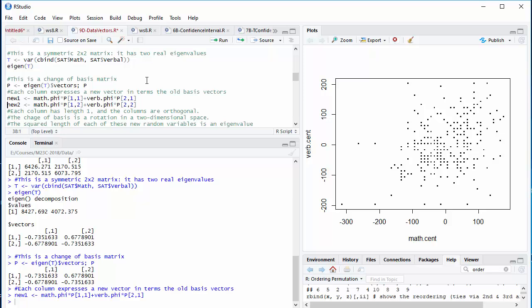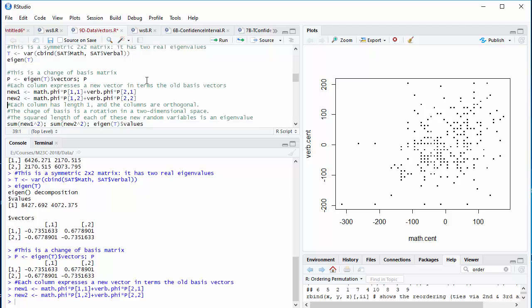So now I've got two new random variables, nu1 and nu2. They're both linear combinations of these modified math and verbal scores. And my change of basis matrix, you may have noticed, is accomplished by a matrix where not only are the columns orthogonal, each of them has a length of 1. So this is a rotation in our two-dimensional space.